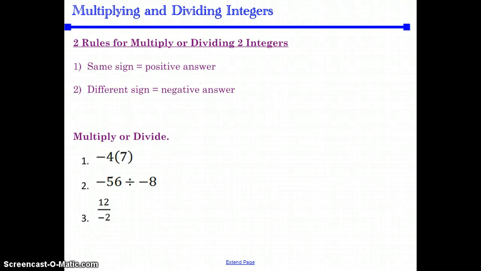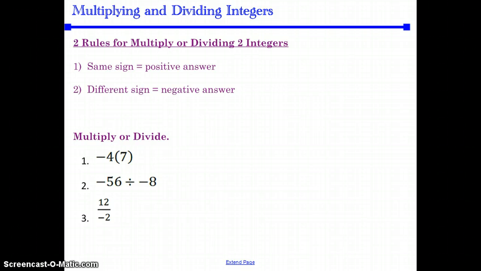This video is about multiplying and dividing integers, which you should remember are positive and negative whole numbers. In order to multiply or divide two integers, you just need to know two rules. The first one is that if they have the same sign, the two numbers you're multiplying or dividing, then your answer will be positive. So if they're both positive or both negative, you're going to get a positive answer.